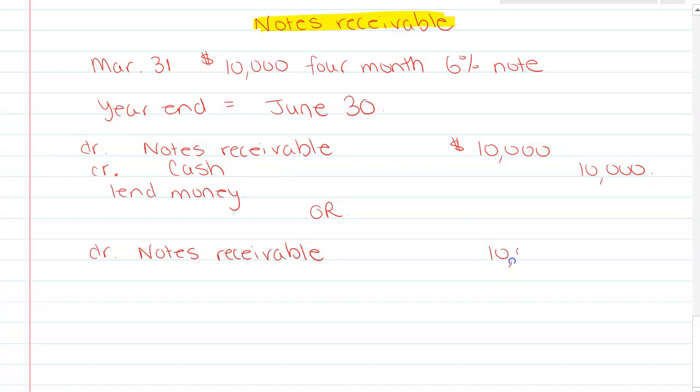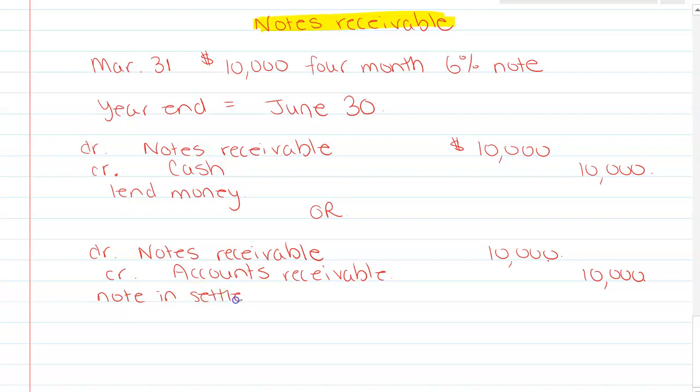for $10,000. And since we're going to now take them out of our accounts receivable, I'll have to credit accounts receivable to bring that balance down by $10,000. So basically, we're transferring them out of accounts receivable into our notes receivable. So I'll just call this note in settlement of an account. So either one of these journal entries would have been made on March 31st.